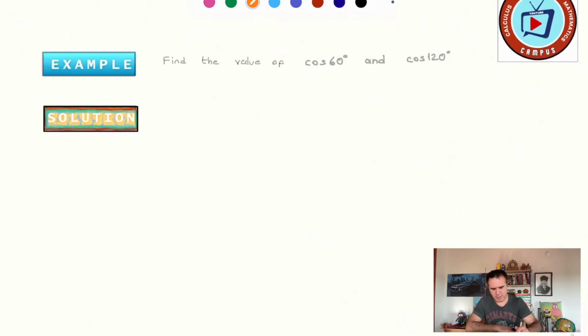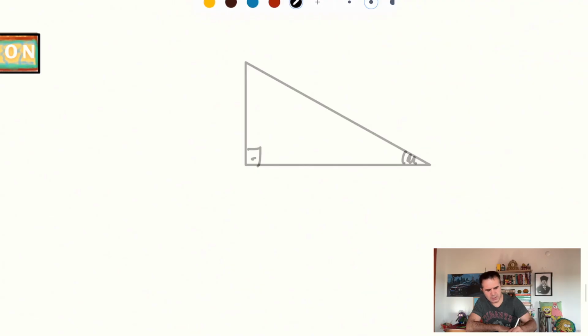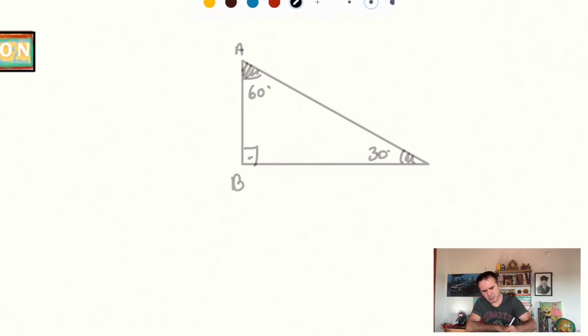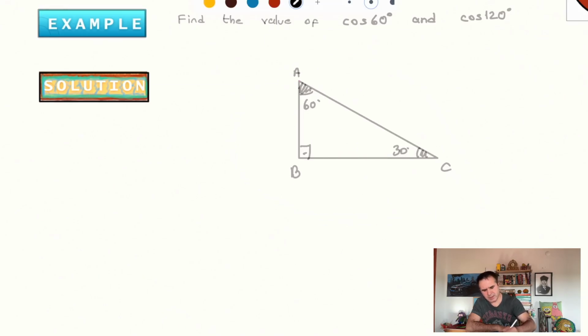And the next problem. Find the value of cosine of 60 degrees and cosine of 120 degrees. You should know this triangle. This triangle is very important for you. Let's say A, B, and C. In this triangle, you know that if this side is x, the opposite of 30 degrees, then this side will be x square root of 3 and this side will be 2x.